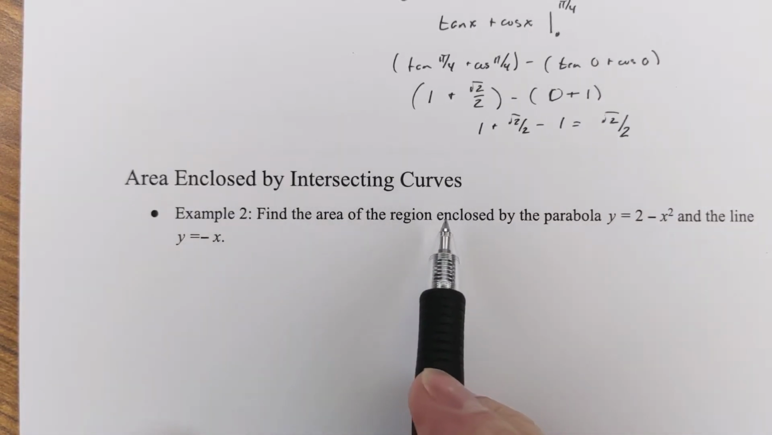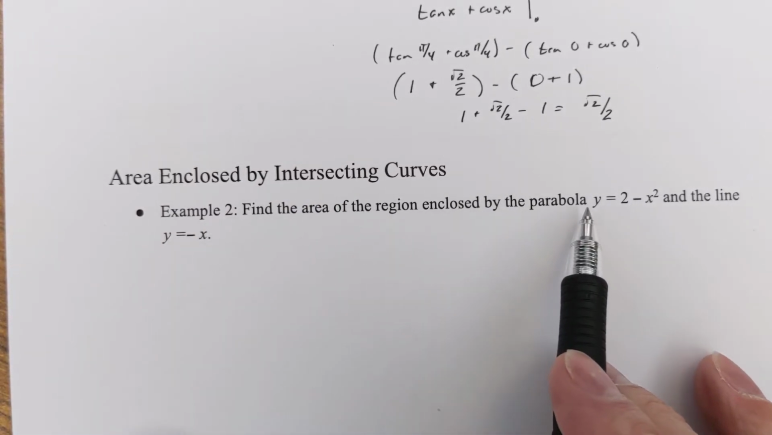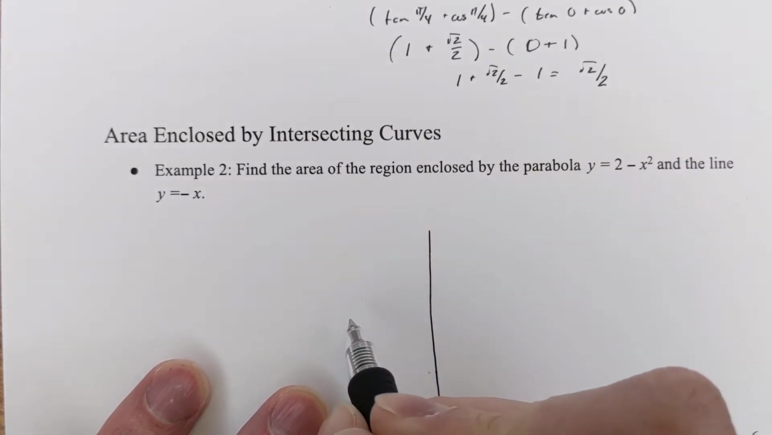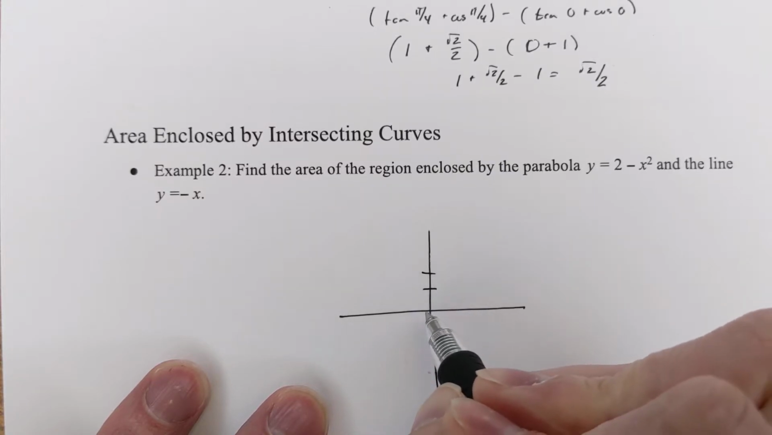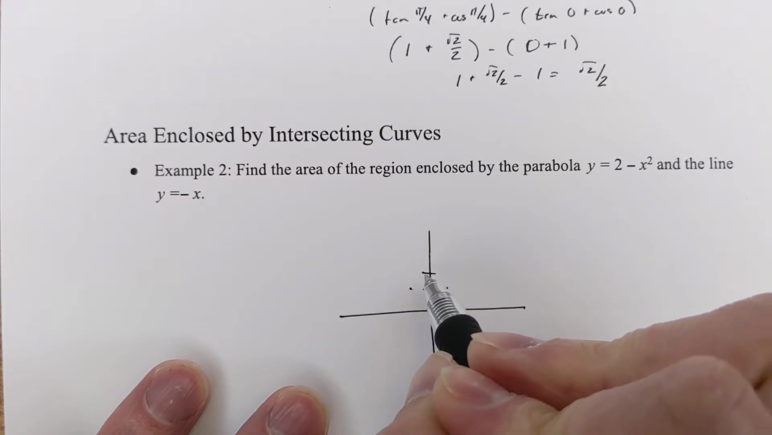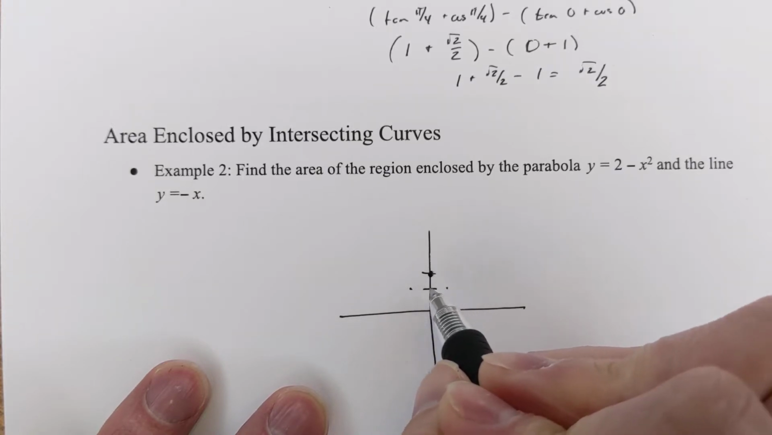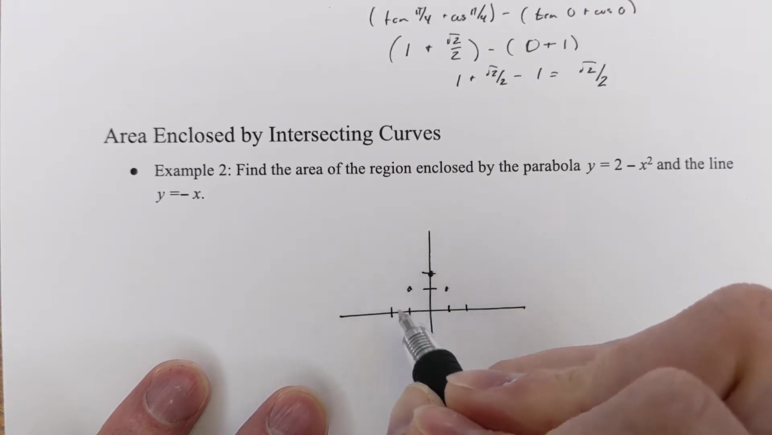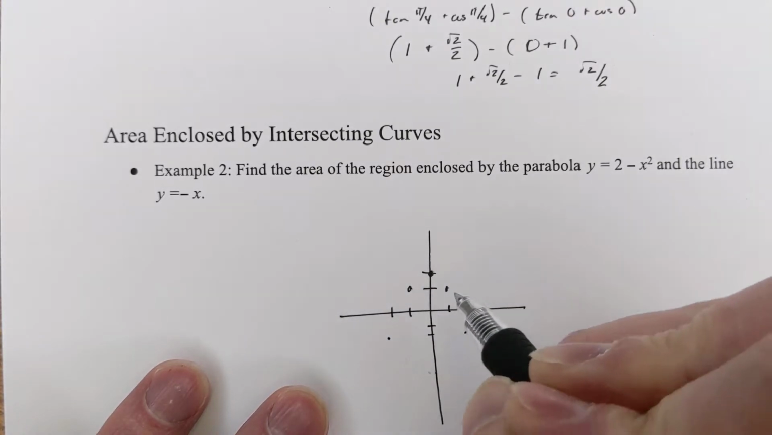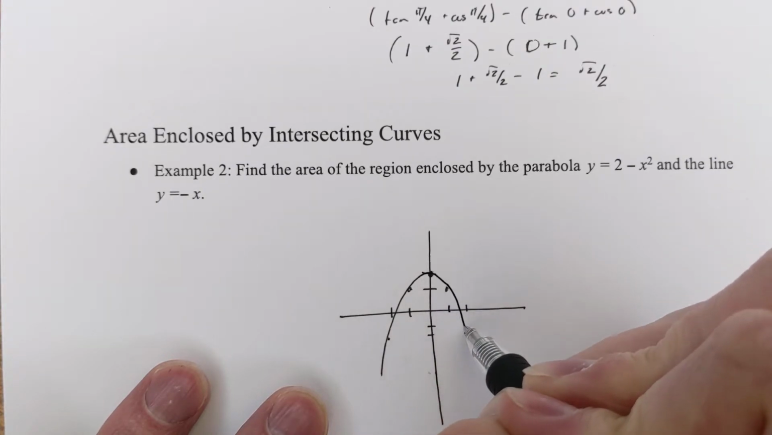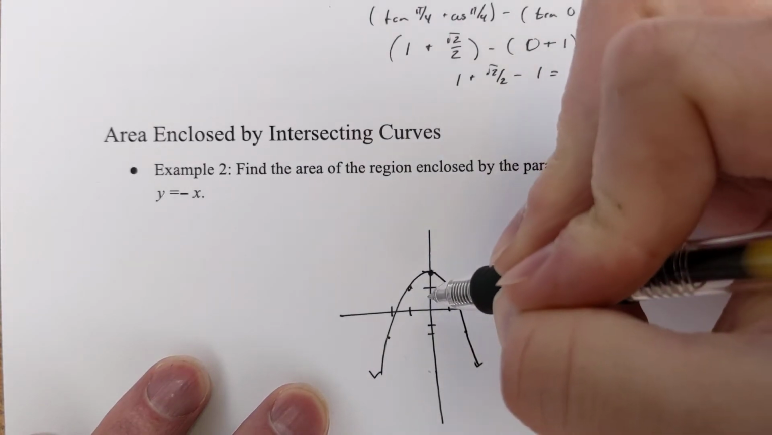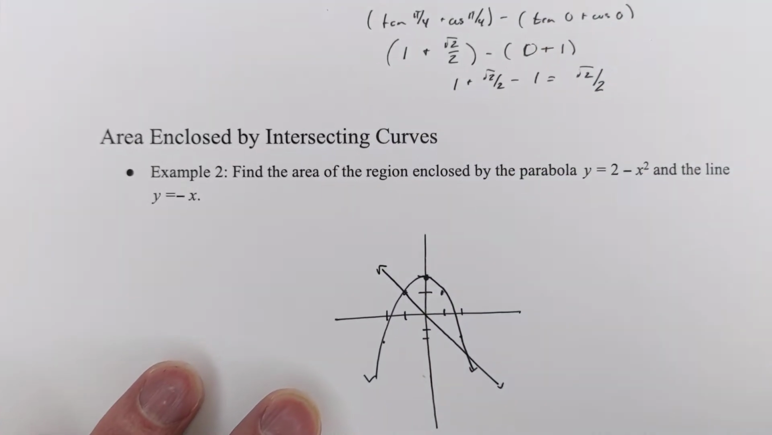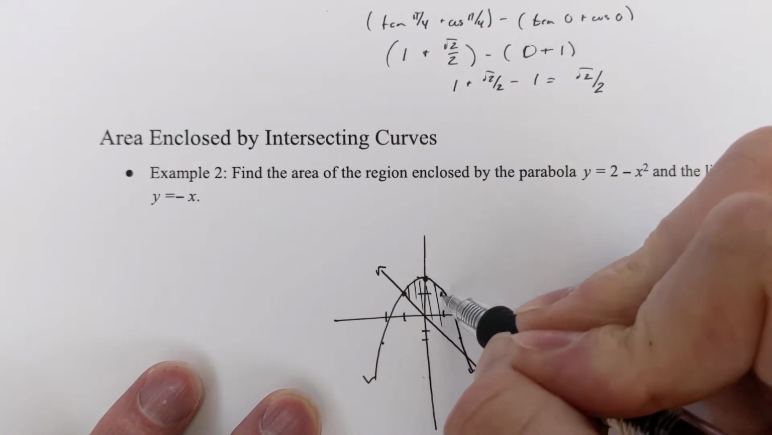They may have the case where the curves intersect. So find the area of the region enclosed by the parabola y equals 2 minus x squared and the line y equals negative x. So this we will have to look at the graph. So here's our parabola, over 1, 2 down. There's our parabola. Y equals negative x would be this line here. So area enclosed, we're talking about this area in here.